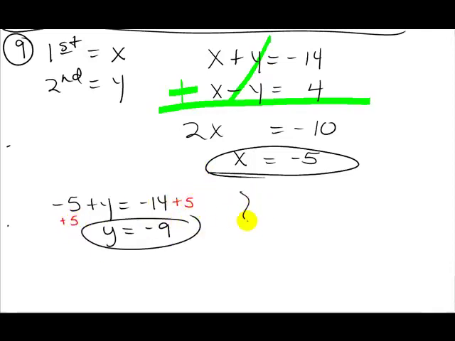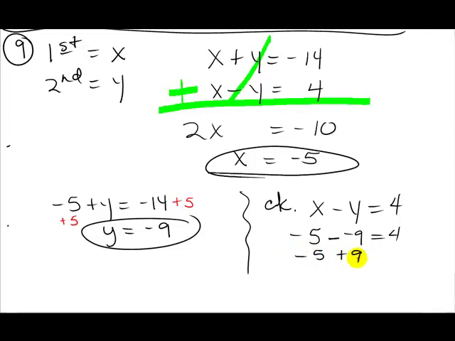Then I want to check it. So use the bottom equation. X minus y equals 4. X is negative 5. Y is negative 9. That means that becomes a positive 9. That gives me 4 on the left, 4 on the right. These two are equal, so I know these two numbers are correct. Okay?